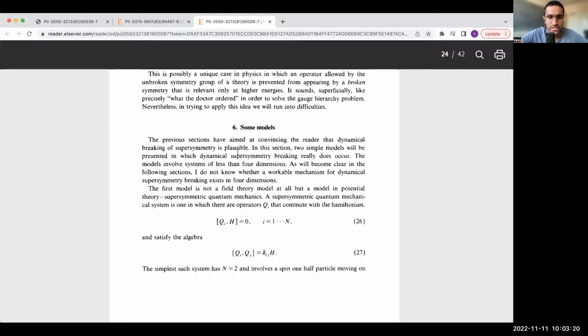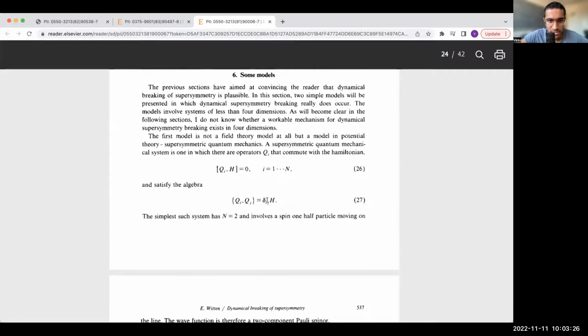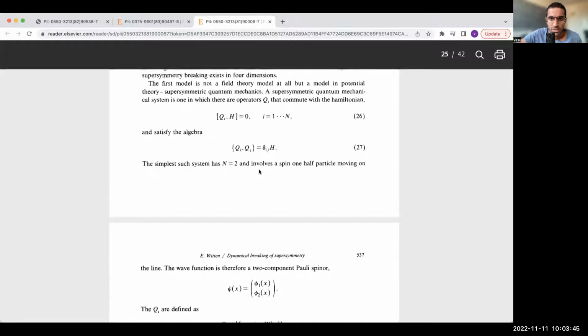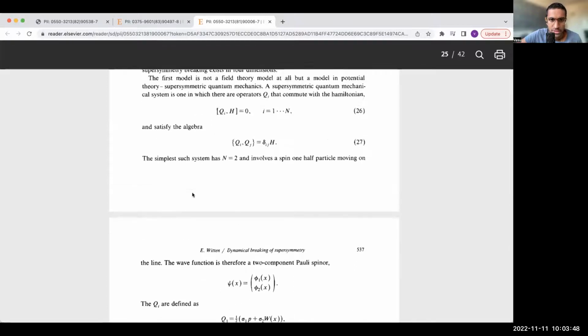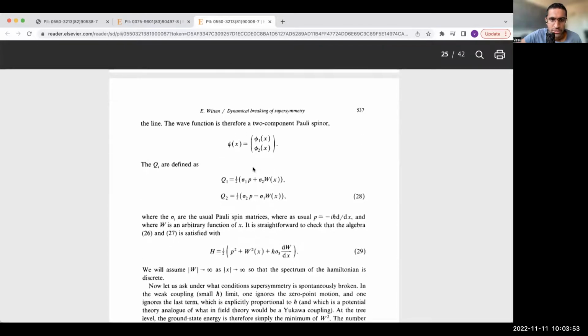So here, what Witten wants to do is look at a model involving just supersymmetric quantum mechanics, where there are these operators Qi commuting with the Hamiltonian, satisfying the following algebra. Now, this is like the multi-component case involving multiple phi i's that we were discussing in the Fokker-Planck situation. In the case where n equals 2, that corresponds to having just one phi, there's just one spin half particle moving on the line because this is one-dimensional. And basically, there's this two-component spinor used to write down the structure of the Hamiltonian.